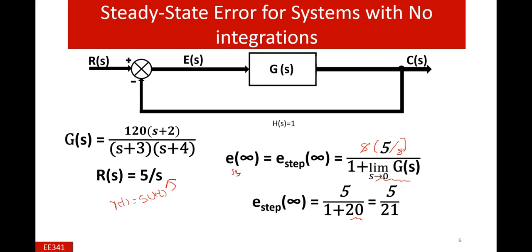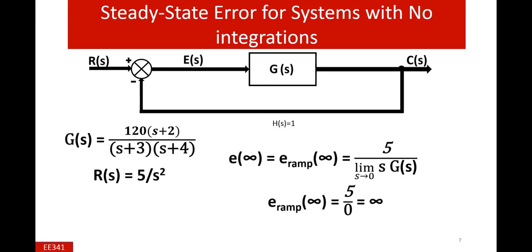If we have type 0, it means there is no pole at the origin. If we compare with this generalized form, there is no pole at the origin, and it is a second order system. So for a second order system and type 0 systems, if we apply the step input, we have a constant steady state error.